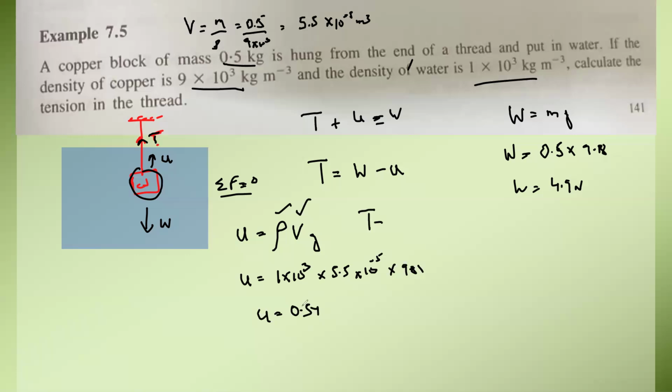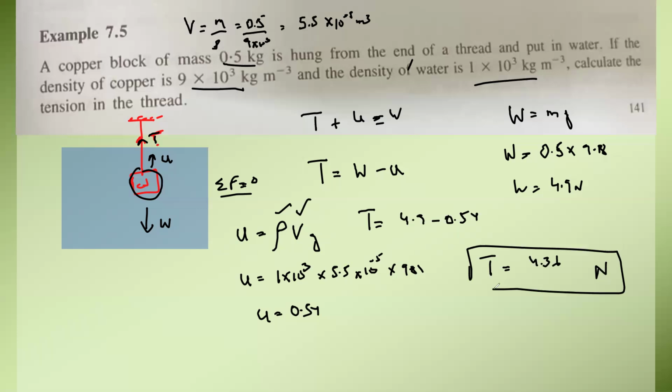And so tension will be weight minus the upthrust. In this example, the weight is 4.9 and the upthrust we worked out is 0.54. So the tension in the string will be 4.9 minus 0.54, which is 4.36 Newton. Yeah. So that is the tension in this. Is it clear? Anyone having a doubt in this example?